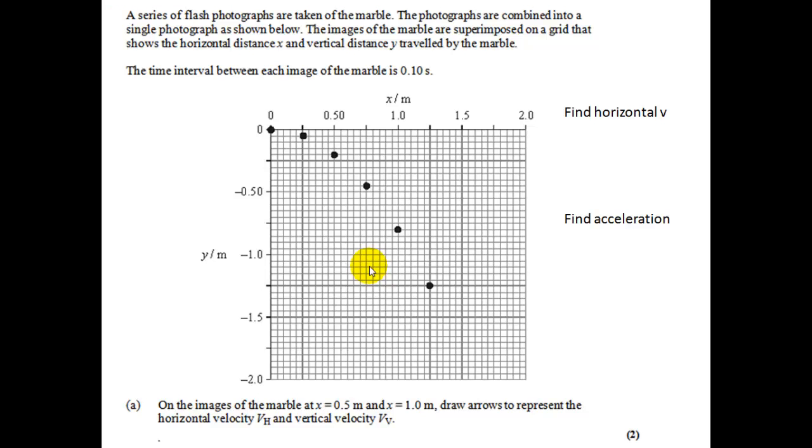Okay, we have a question for you to do. We have a series of flash photographs taken as a marble comes off the edge of a table and falls down here. We know that each interval of time is 0.1 seconds. So after 0.1 seconds, it's here, then here, then here, then here, and so on.